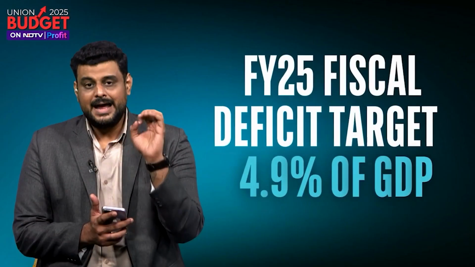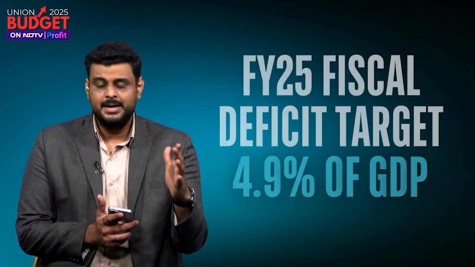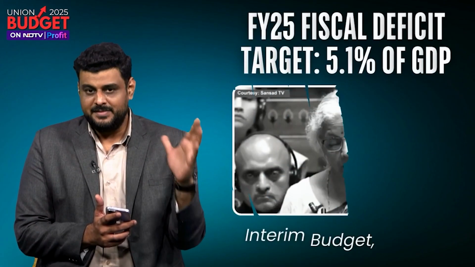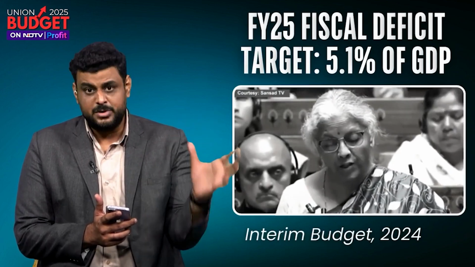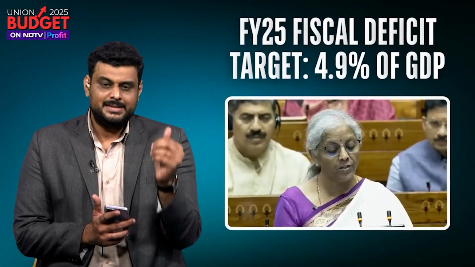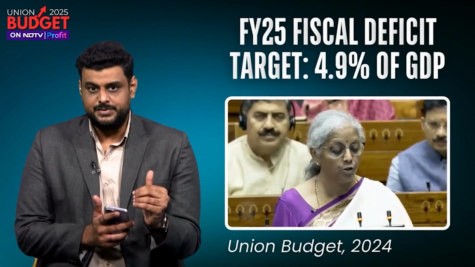Now, the fiscal deficit target for FY25, that is the year ending 31st of March 2025, is set at 4.9% of GDP. This is the government's target. It was earlier set at 5.1% when the government announced its interim budget back in February of 2024. After that, in July, once the new government had come in and they had made the union budget announcement, they had said that the fiscal deficit target for this financial year is set at 4.9% of GDP.